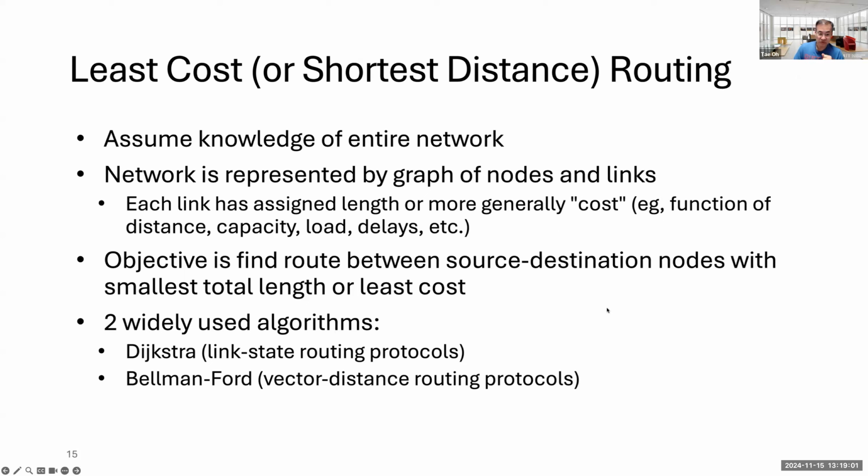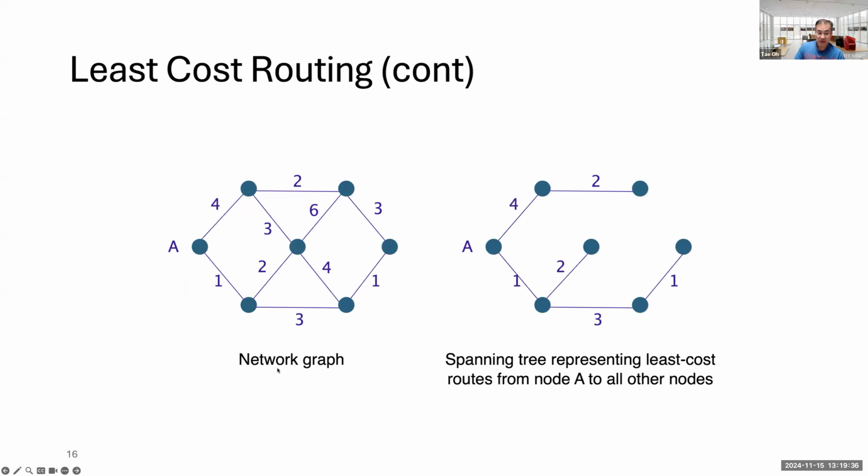So the objective is to find a route between source and destination with the smallest total length, or least cost. This is where the shortest path algorithm comes into play. There's the Dijkstra algorithm, which is called a link state routing protocol, and there's Bellman-Ford, which is a distance vector routing protocol. Those two are very famous, widely used routing protocols, okay?